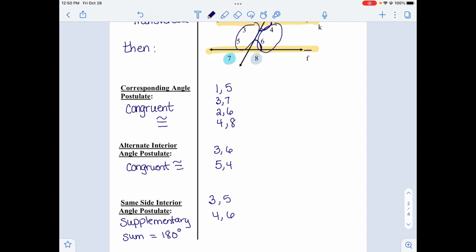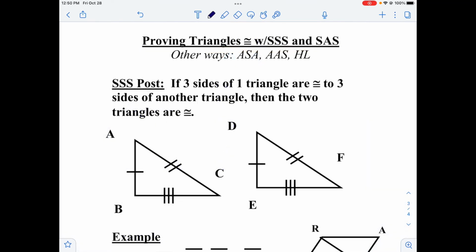All right, we're going to talk about how to prove triangles. So we're talking a little bit today about corresponding parts of congruent triangles are congruent, the CPCTC that you've learned before in Math 2. There are quite a few ways that we can prove that triangles are congruent, and we're going to focus today on side, side, side, and the postulate for that, and side, angle, side. But there are other ways: angle, side, angle, angle, angle, side, and hypotenuse, leg.